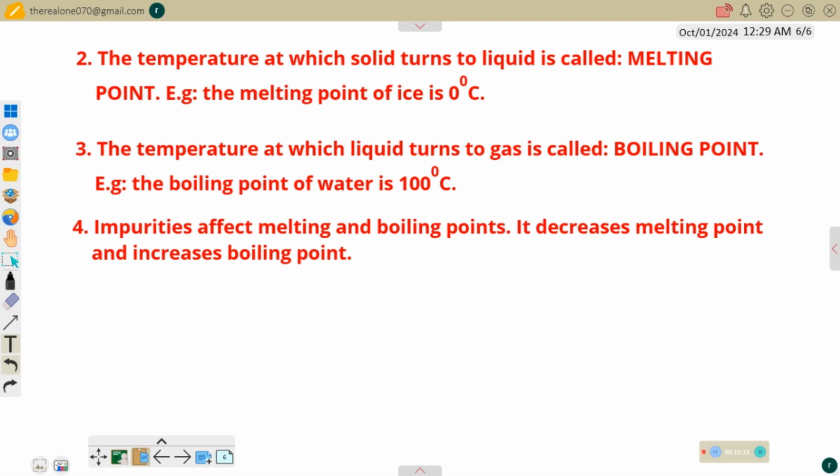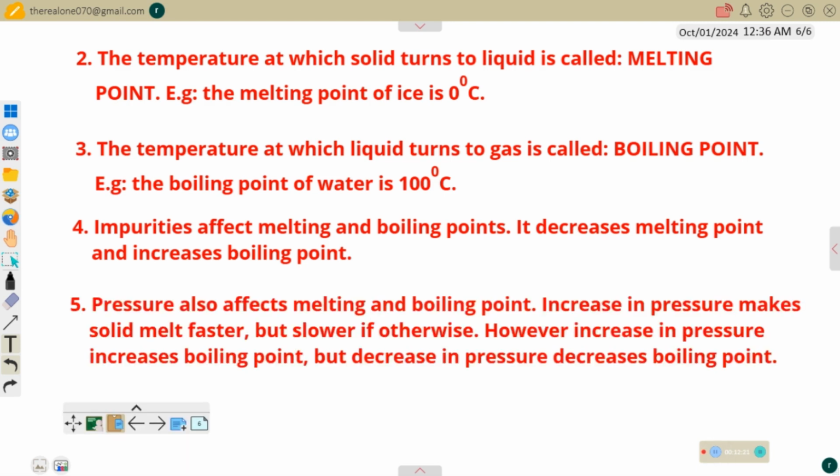Now, another thing that can affect melting and boiling point is pressure. Let us see how pressure affects both. When there is increased pressure, that is, when there is much pressure on a solid, it will make the solid melt faster, just like regelation in ice. If we apply pressure on ice, the ice will melt faster. But a decrease in pressure will make ice melt slowly. But that is not the case for boiling point. An increase in pressure will increase the boiling point, while a decrease in pressure will decrease the boiling point.